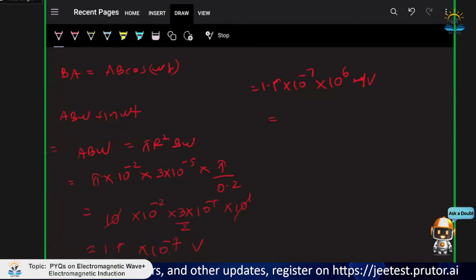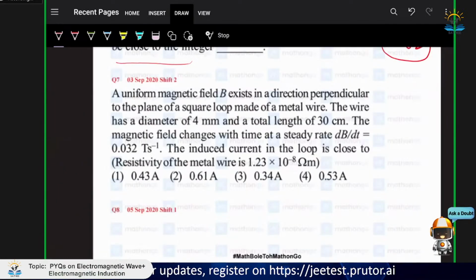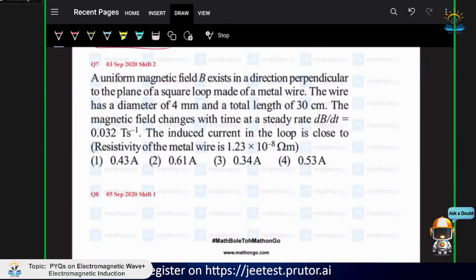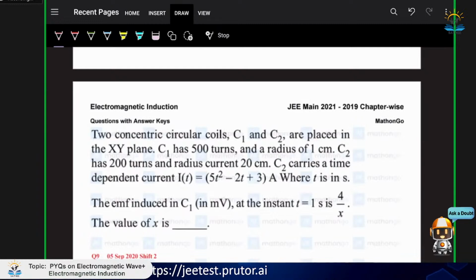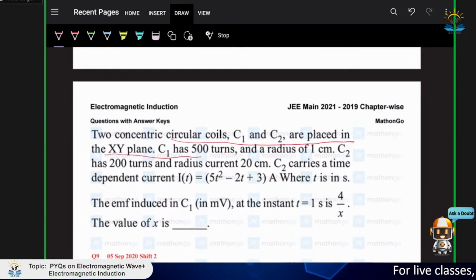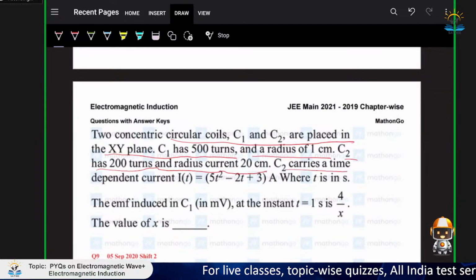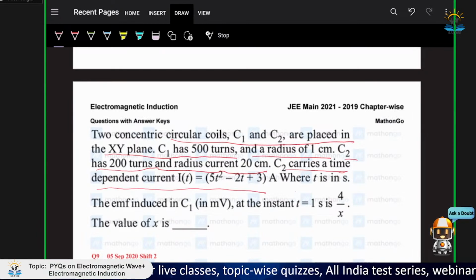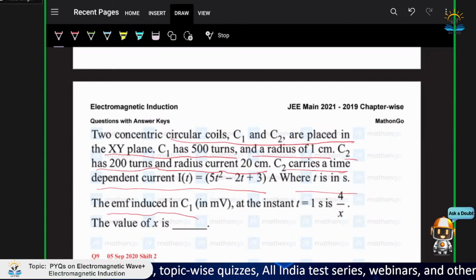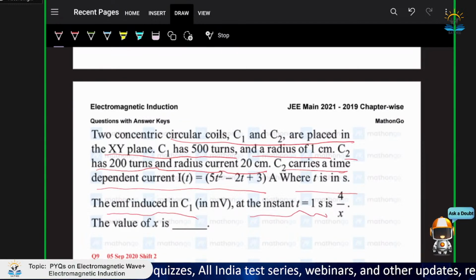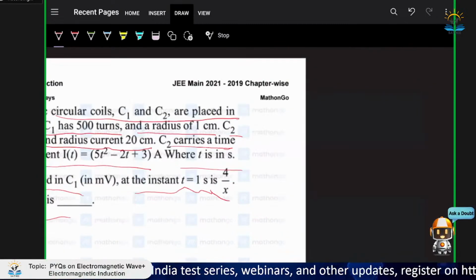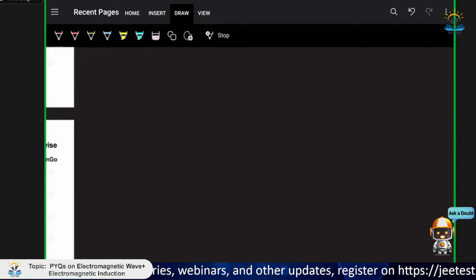Yes. Moving to next question. Two concentric circular coils C1 and C2 are placed in the xy plane. C1 has 500 turns and radius of 1 centimeter. C2 has 200 turns and radius 20 centimeter. C2 carries a time-dependent current 5t square minus 2t plus 3 ampere, where t is in second. The EMF induced in C1 in millivolt at the instant t equal to 1 second is 4 by x. The value of x is what we need to find. Let us write down the given values one by one. Correct.